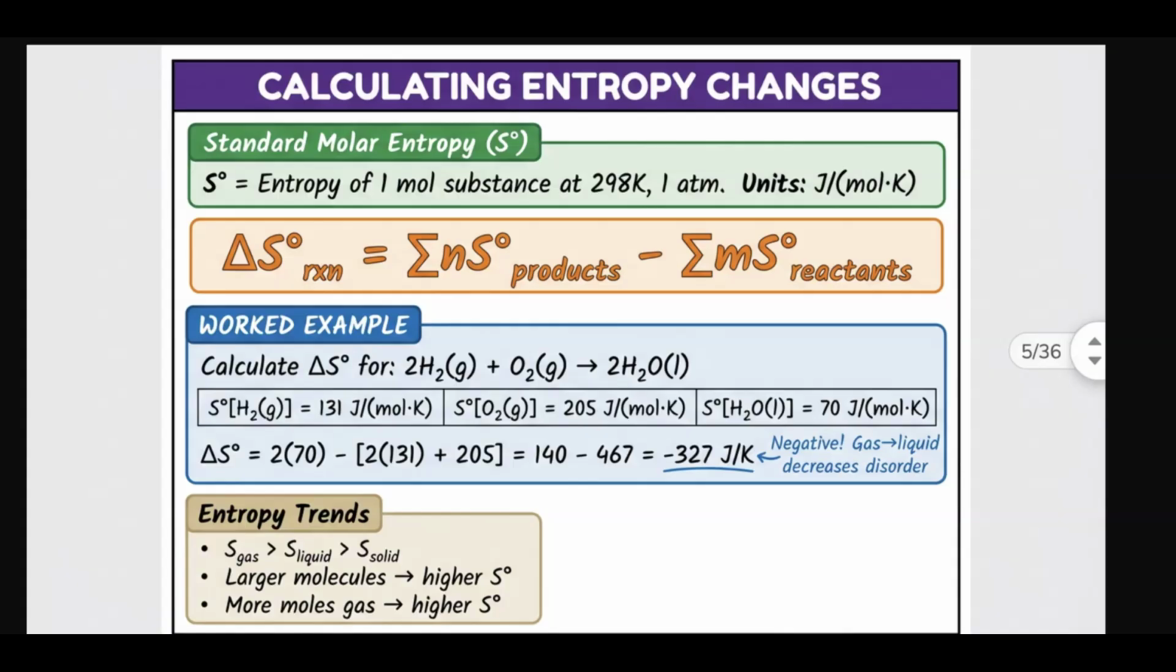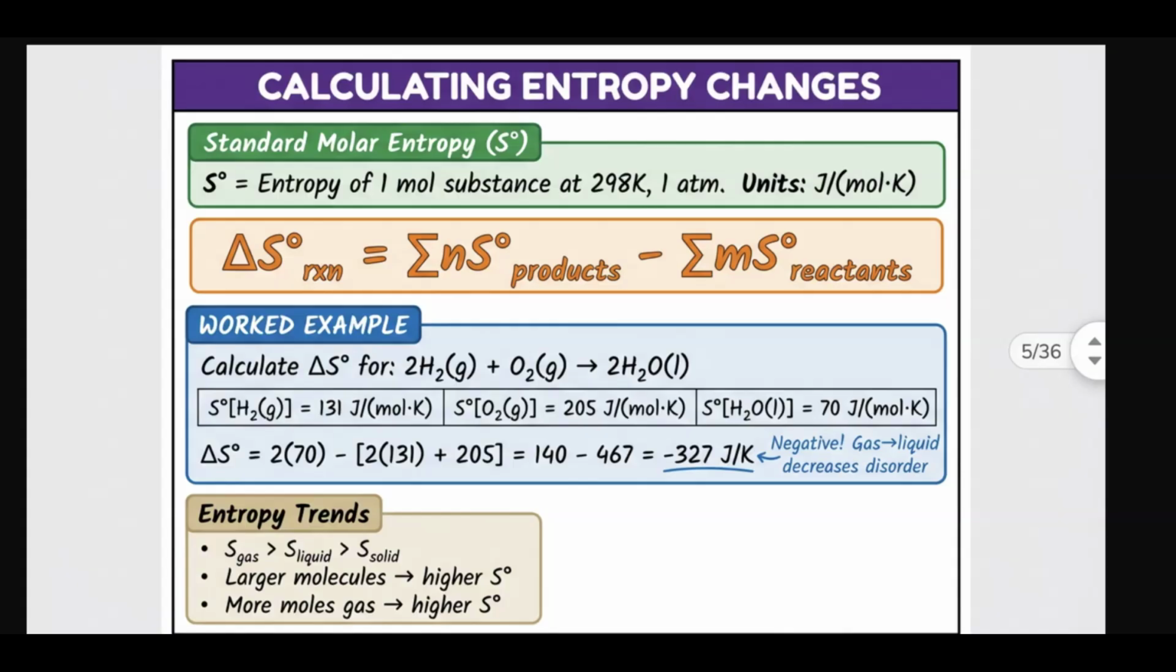use delta S node of reaction equals the sum of the number of moles times S node of the products minus the sum of the number of moles times S node of the reactants. Just like Hess's law for delta H, I'm doing the same for delta S. So calculate the delta S node for the reaction 2H2 plus O2 gives 2H2O.